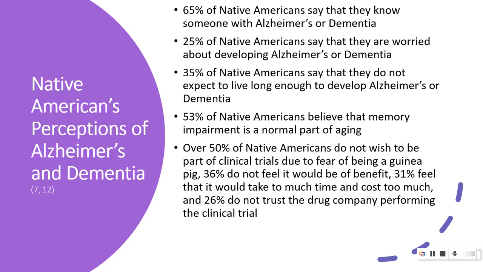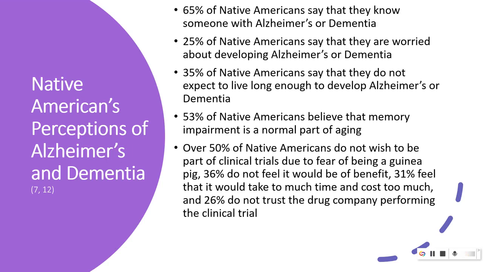And I think when we go out to Elders Day out at Spirit Lake, which is in the center part of North Dakota, when we're talking with some of the elders, they'll frequently say, my grandmother had this, or my grandfather had this, or my auntie or my uncle, and didn't realize that maybe it was Alzheimer's at the time, but now knowing the signs and symptoms of Alzheimer's are saying, yeah, I think they had that disease. So 65% feel like they know somebody with Alzheimer's or dementia.